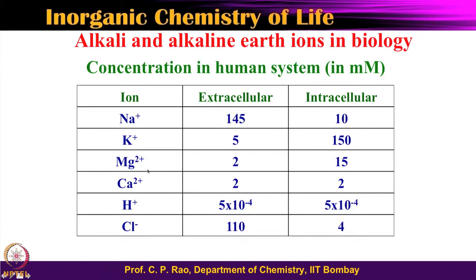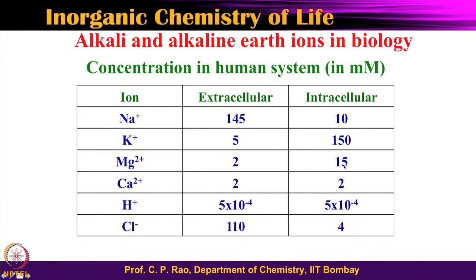Okay, the next aspect we will look at is magnesium and calcium. You can see that magnesium has 2 millimolar extracellular, 15 millimolar intracellular. Calcium has both extra and intra almost the same. So, this is another aspect. There is a greater concentration of magnesium ions inside the cell as compared to that of the calcium ion. In fact, we know that there are a large number of calcium activated proteins, calcium triggered proteins inside the cell, in spite of the concentration of the calcium being low.